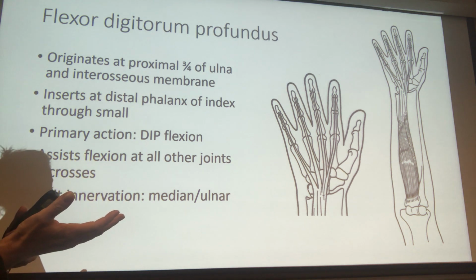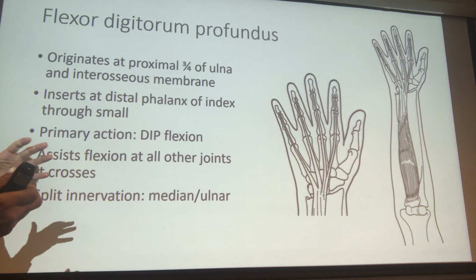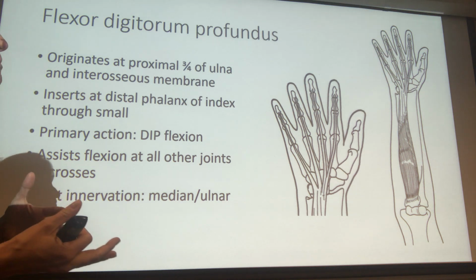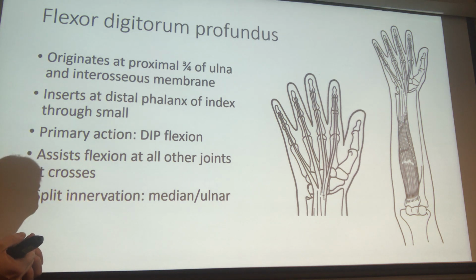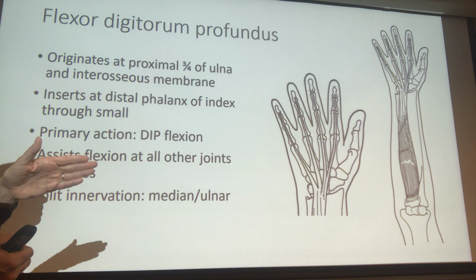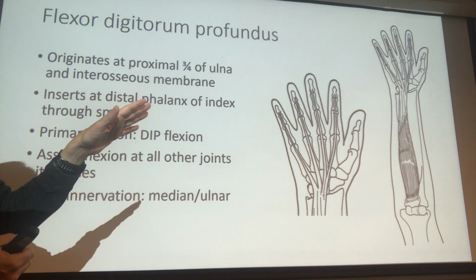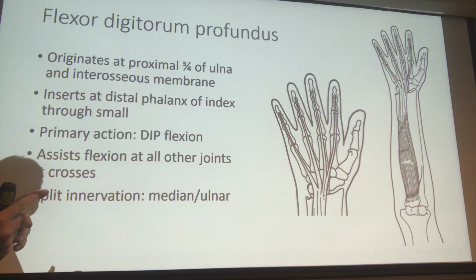And so basically what I want you to look at here is that this muscle originates at the proximal 3/4 of the ulna, and it originates on the interosseous membrane. That's a deep membranous connection between the radius and ulna. This muscle is going to go through the carpal tunnel, and it's going to traverse its way up to the very distal phalanx of the index finger through the small finger.